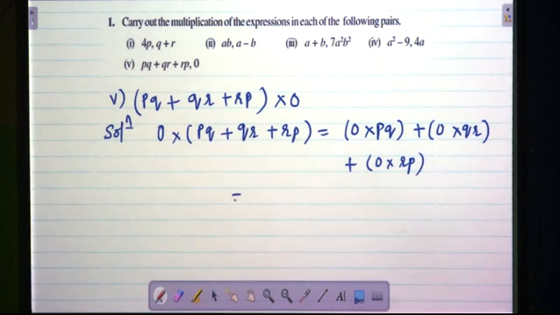This becomes 0 into pq is 0, 0 into qr is 0, and 0 into rp is 0, and finally 0 plus 0 plus 0, answer is 0. So, in this way, when we are multiplying by 0 to any of the expressions, the whole expression becomes 0. Let us see the next question.